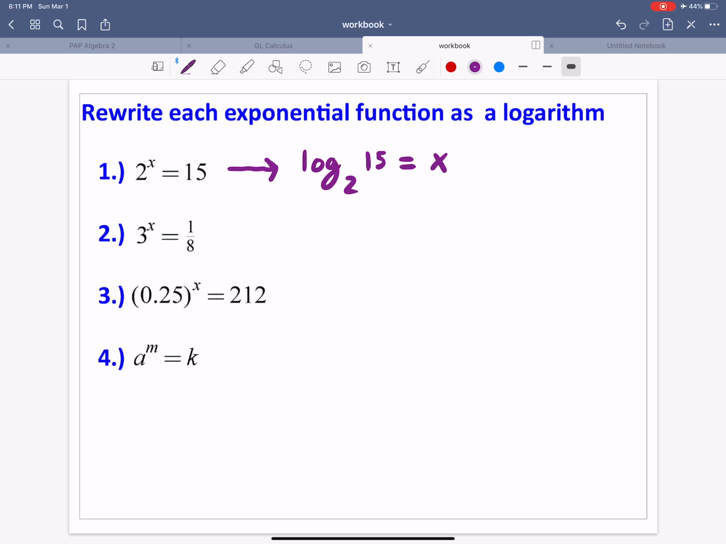Let me read that again because this is kind of new for some of you. Here's how you say this equation: log base 2 of 15 equals x. That's how we would read that.